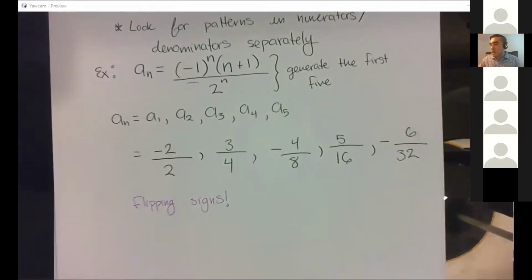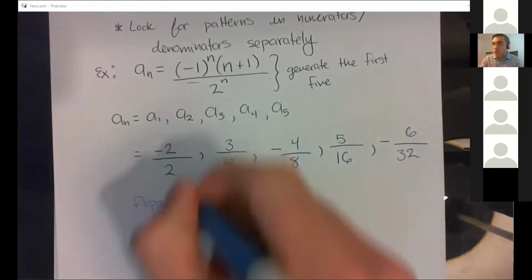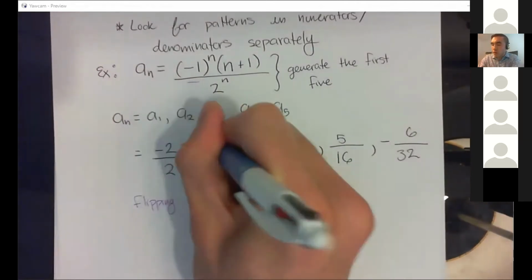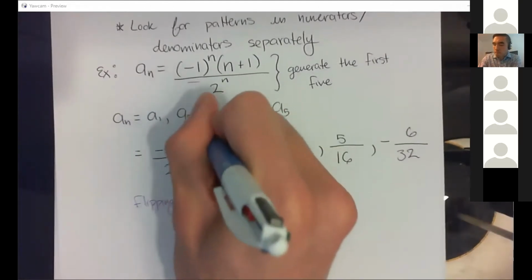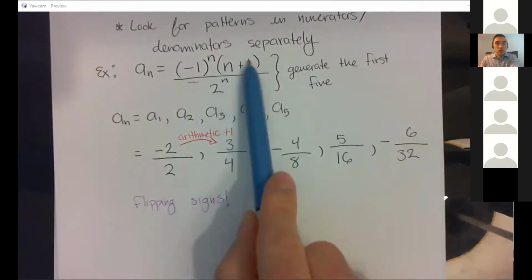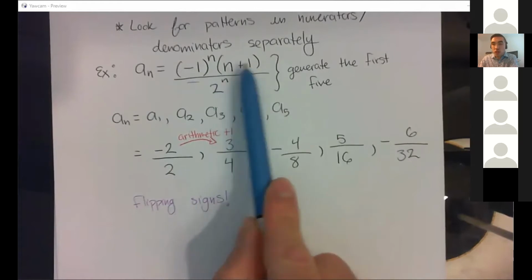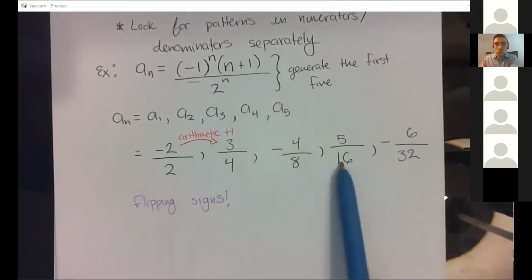And then the next thing that we can notice is what is going on with our numerator. +1, +1, +1, +1, this absolute value. So up top, this is what we call an arithmetic gain. Arithmetic of +1. So that's what this n plus 1 is doing, each time it is gaining 1. And then down below, what kind of gain is this?